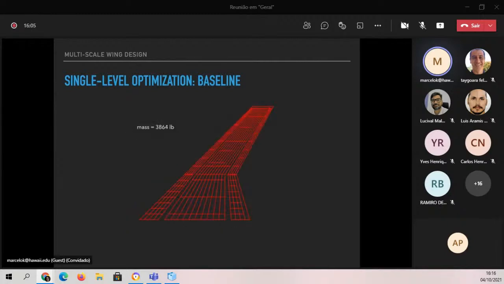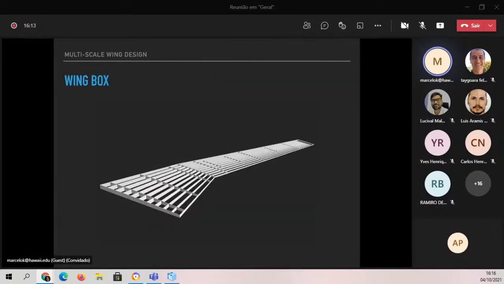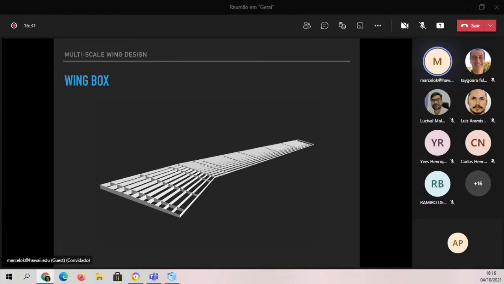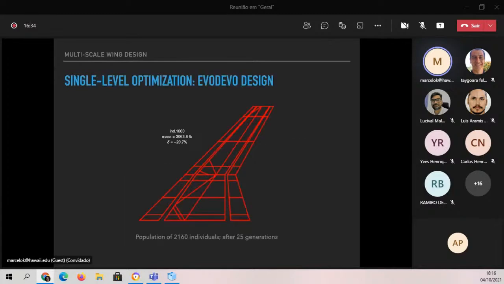And here's the baseline, which has a mass of about 3,800 pounds. And here is how it looks in 3 dimensions. So just the wing box, that's the focus of the design. So the center part here of the wing. We also have the control surfaces there, and they are used for trimming of the airplane. But for design purposes, we are designing only the wing box. And then here is the design obtained with the methodology that I developed, the TIPO approach, and this reduces that mass by 20%.